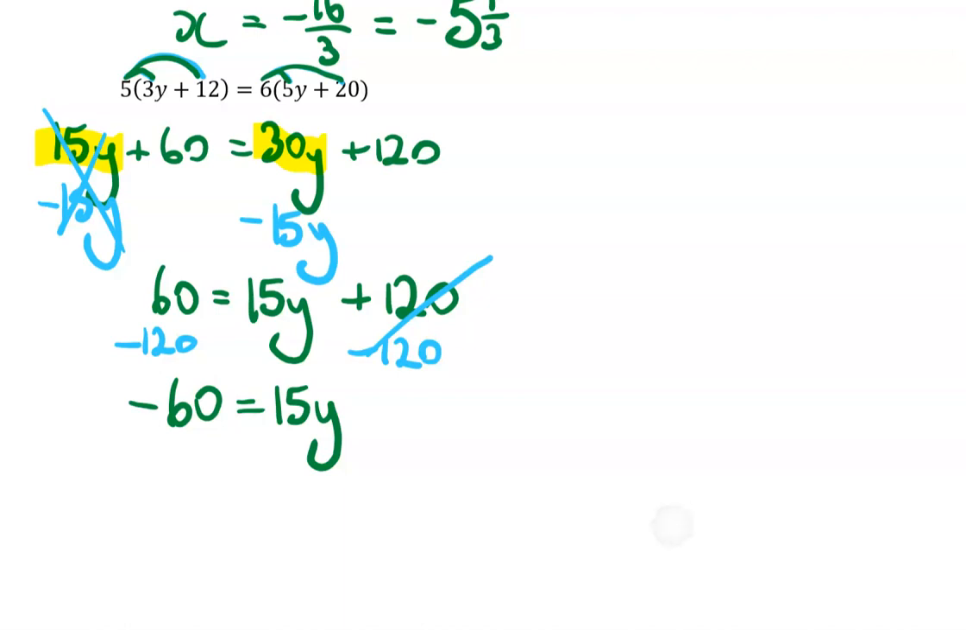One more number to get rid of. 15 times y. Let's get rid of our 15. Opposite of timesing is dividing, so I'm going to divide by 15. And I'm going to divide by 15. Leaves me with y equals minus 4. Okay, excellent. That's our solving equations with brackets.